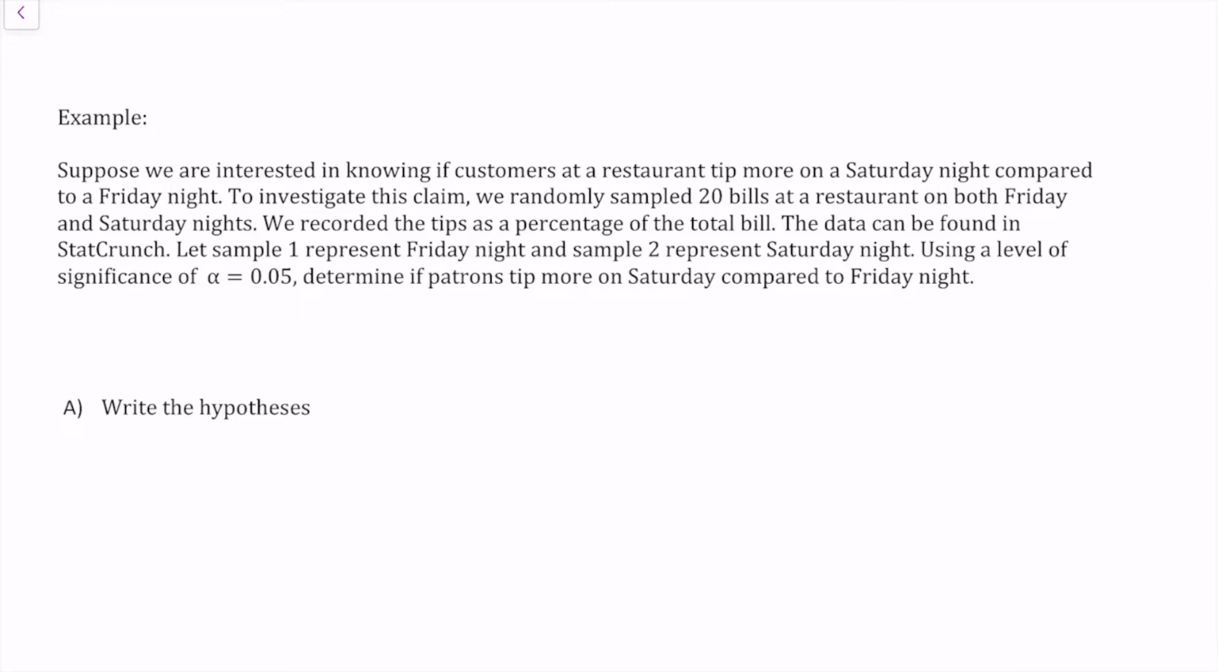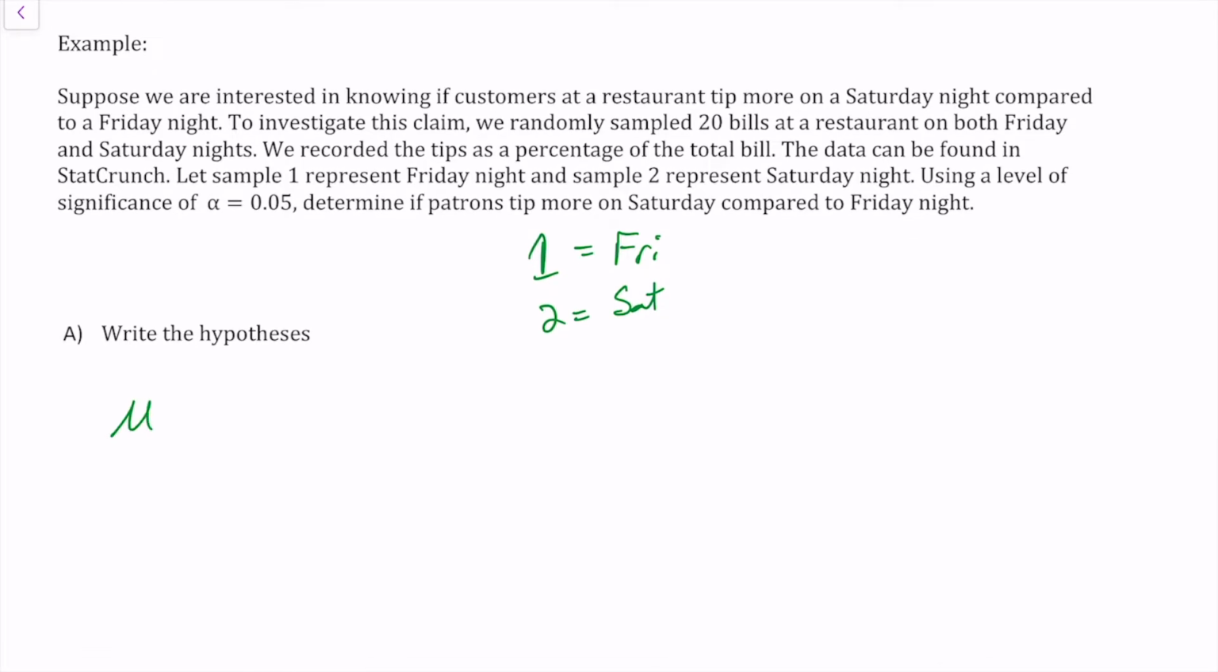Okay? So, the first thing I like to do is go through and identify what's my sample 1, what represents group 1, and what represents group 2. Since they don't tell us explicitly how we should assign them, we're going to let 1 represent Friday night, and 2 represent Saturday night. So keep that in mind. Because we've defined it this way, when we go to write our hypotheses, mu1 represents the population mean tip on Friday night.